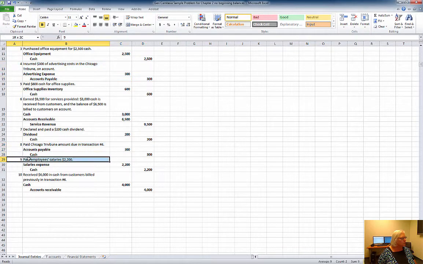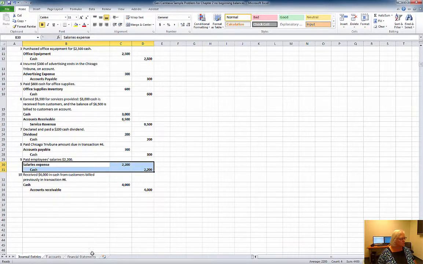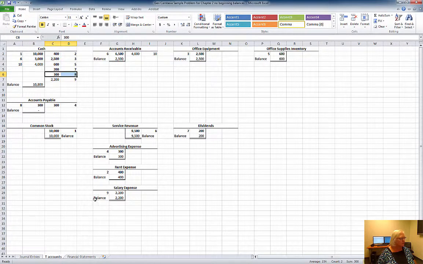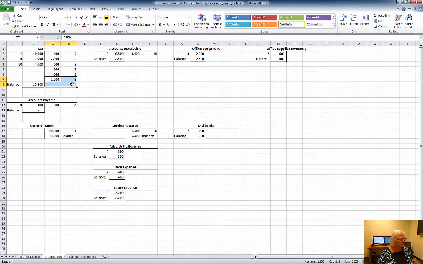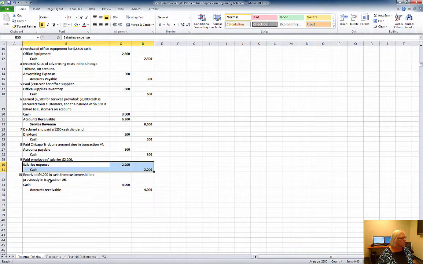Number 9, we paid employee salaries of $2,200. So we'll debit salary expense and credit cash for $2,200. Salary expense is a debit for $2,200 and cash is credited for $2,200. And I believe that takes, no, one more.